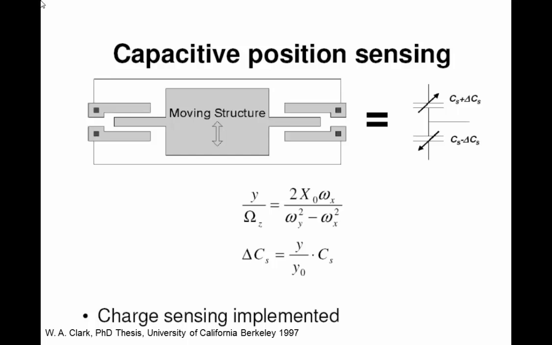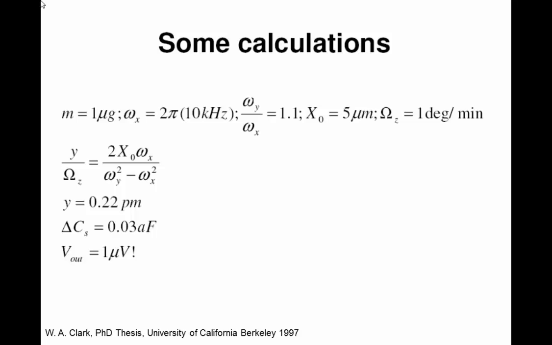So that displacement in the sense mode being converted to a change in capacitance, that is now essentially an accelerometer in that direction. And you find that because the Coriolis effect is really weak, even for rotation rates on the order of a degree per minute, the sorts of displacements that result, even for a 10% mismatch in frequencies, is very small. So you've got a very significant demand on the capacitance position sensing electronics to be able to resolve these very tiny fractional changes in capacitance. And that was, in fact, what was implemented in the early gyros.